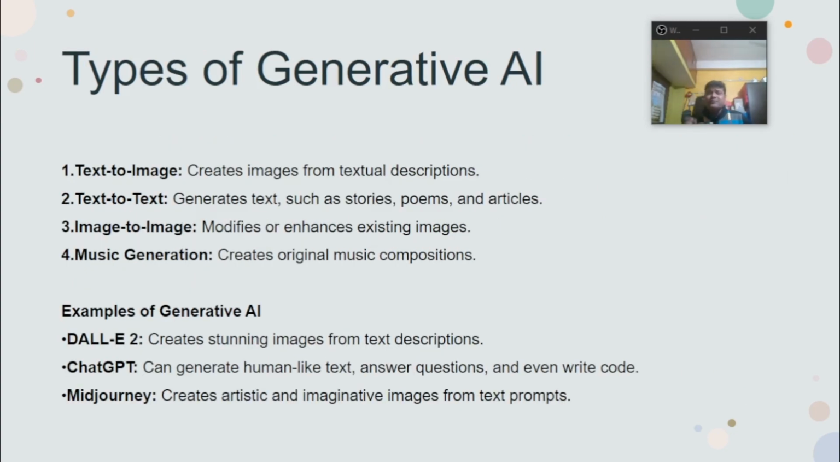Next, types of generative AI. What are the types of generative AI? Actually, there are four types. One is text to image, second is text to text, third is image to image, and fourth is music generation. Examples of generative AI tools: DALL-E 2, ChatGPT, and Midjourney. These are all recommended and the most popular generative AI tools.